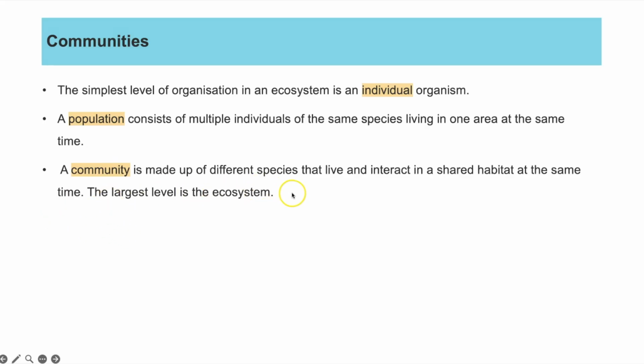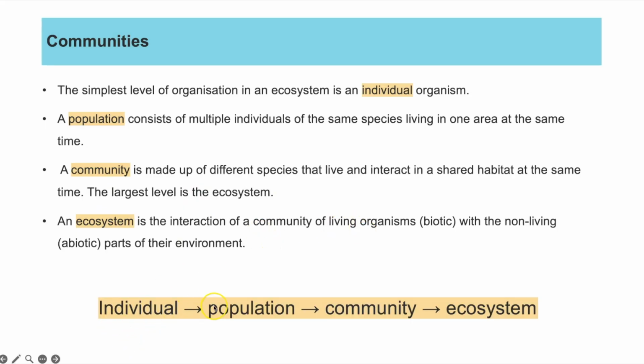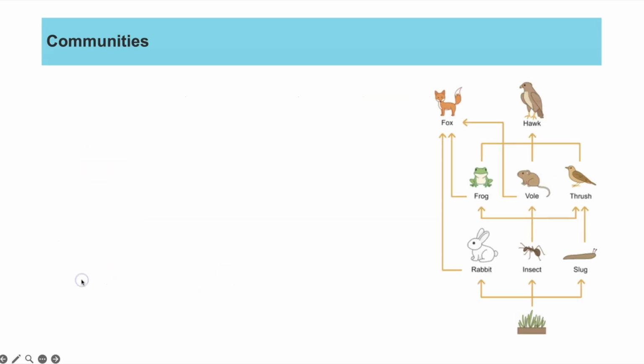And then the largest level is an ecosystem, which is looking at the interaction of the living and the non-living parts of the environment. And here we can see the increasing levels of organisation when you're considering this in your ecology part of the topic.